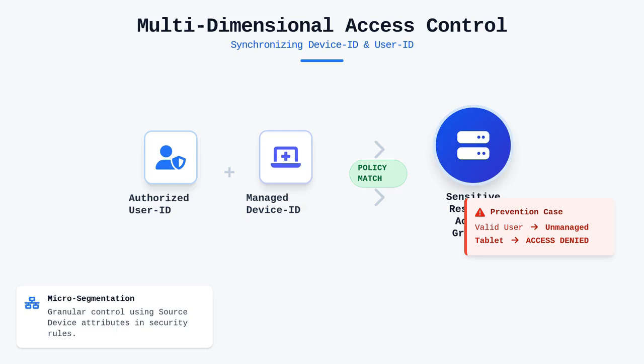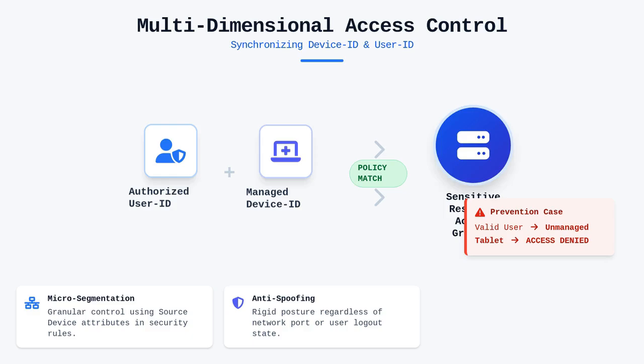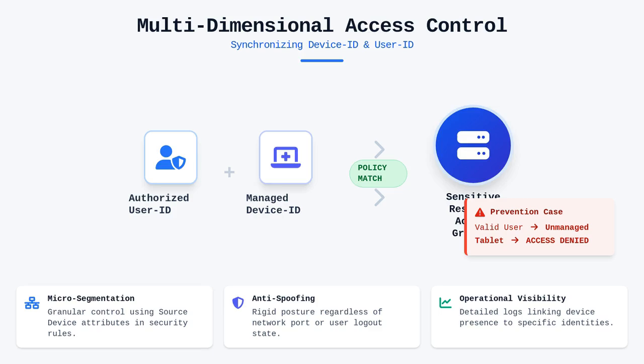You can utilize these device attributes directly within the source device field in your security policy rules to enforce granular microsegmentation. Since the firewall recognizes the device ID even if the user logs out or switches network ports, your security posture remains rigid and resistant to typical network layer spoofing attempts. The administrative overhead of managing these devices is simplified through visibility logs that detail exactly when a device was seen and what identity was associated with it at that moment.